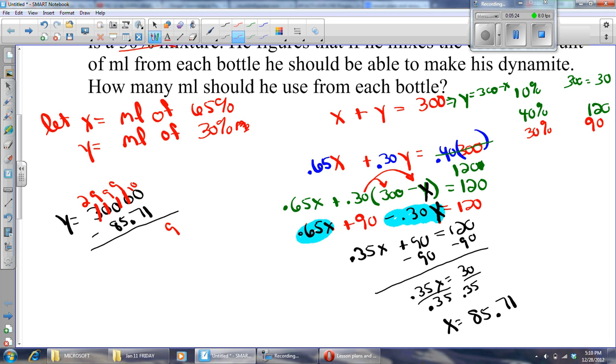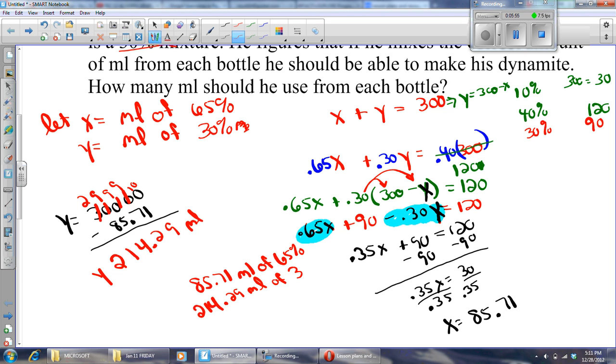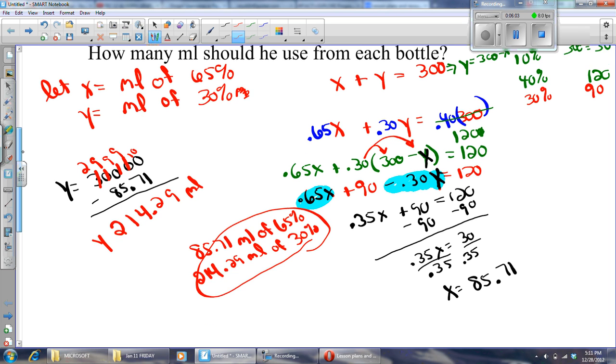10 minus 1 is 9, 9 minus 7 is 2, 9 minus 5 is 4, 9 minus 1, and that'll be 214 and 29 hundredths milliliters. So my answer is 85 and 71 hundredths milliliters of the 65% solution, and then 214 and 29 hundredths milliliters of the 30% solution. I don't know about you, but these problems are long, but they're not difficult. They just follow a pattern to them.